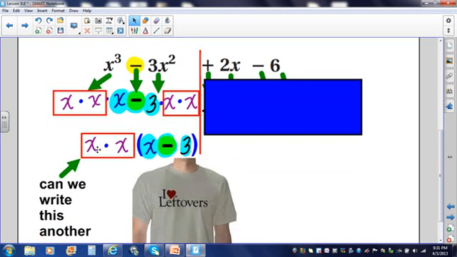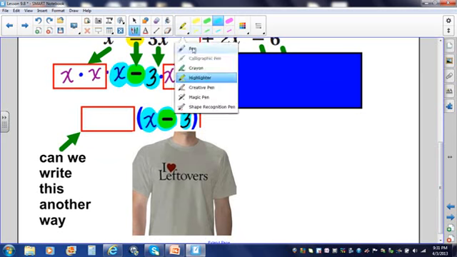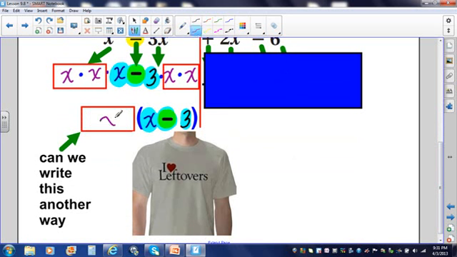Now, can we write x times x another way? Wow! Yes, you are correct. We can write x times x as x squared. So that's what we have so far.